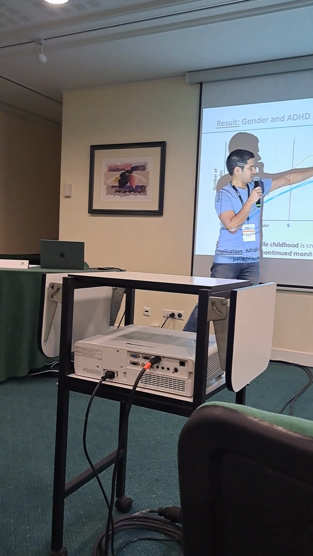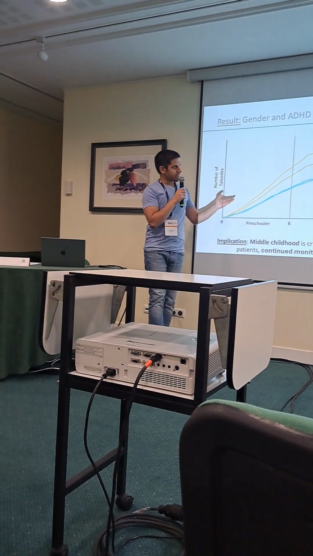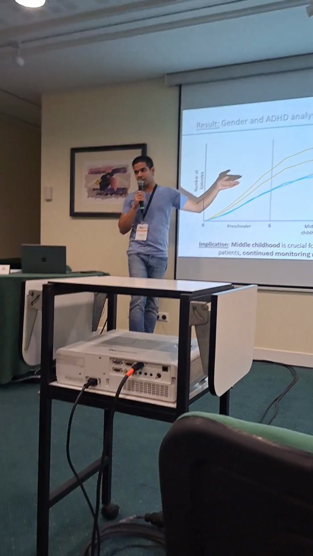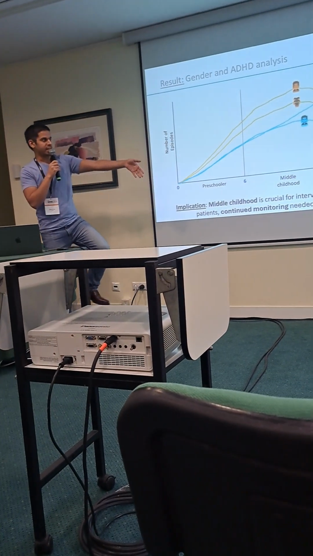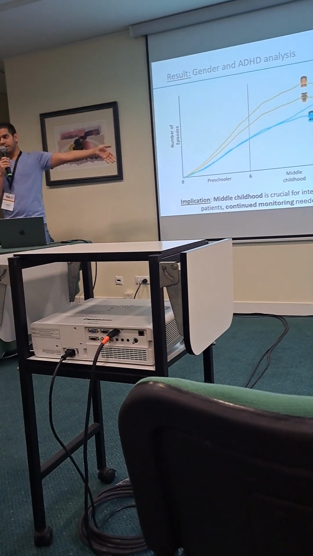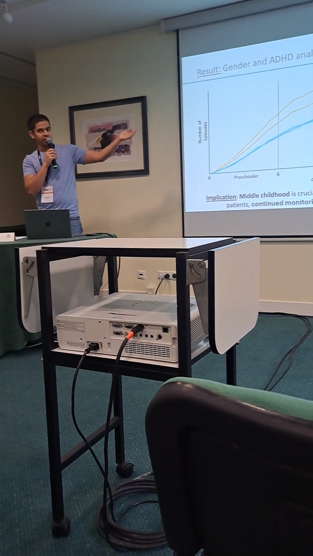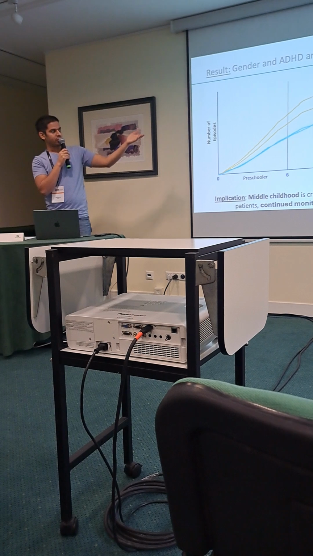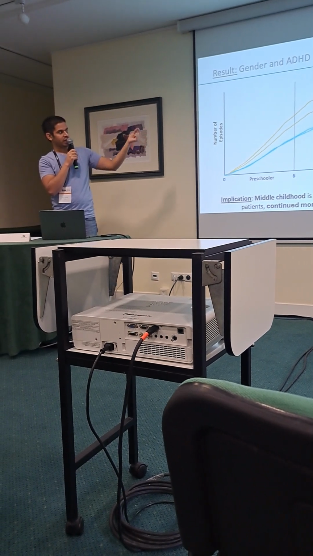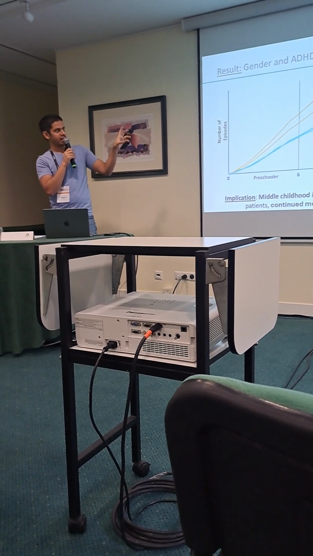basically had an increase in the number of episodes till middle childhood, but then there was a sudden decline as they moved toward the teenage years. Middle childhood means from 6 to 12 years, and after 12 years it was the teenage years. So that pattern was seen in those three categories.